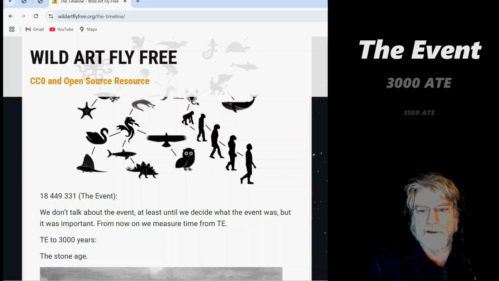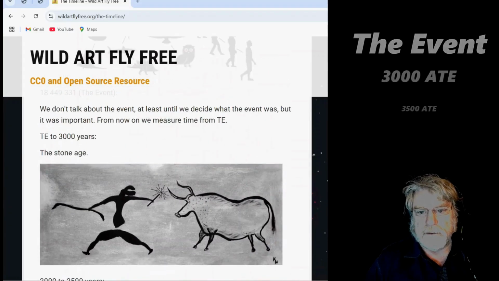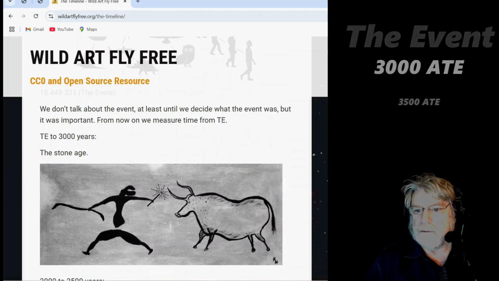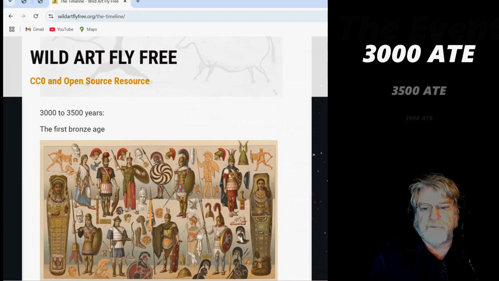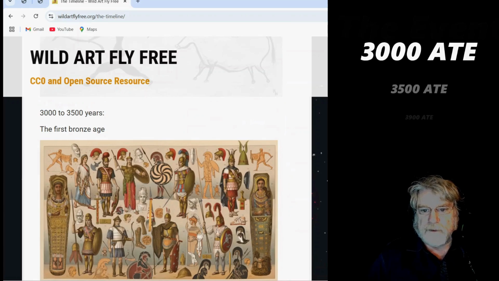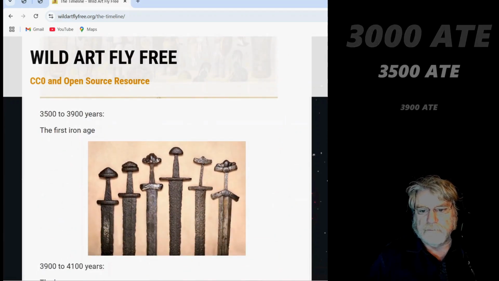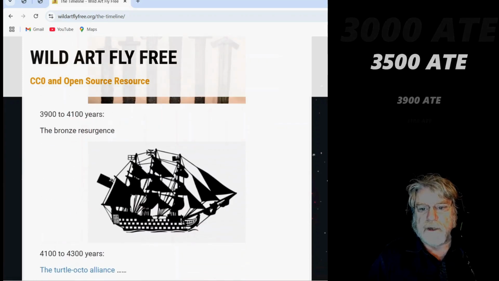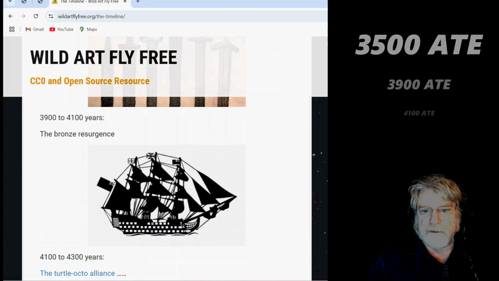TE to 3,000 years, the Stone Age. Okay. 3,000 to 3,500 years, the first Bronze Age, suggesting there was more than one Bronze Age. 3,500 to 3,900 years, the first Iron Age. 3,900 to 4,100 years, the Bronze Resurgence. Okay, so we had an Iron Age.